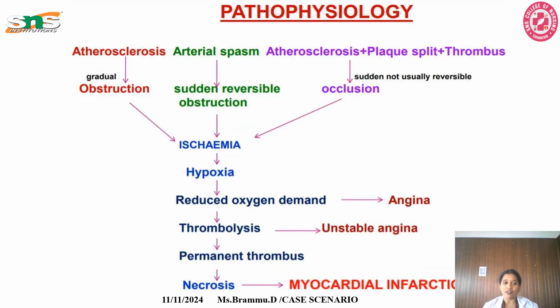So, coming to the pathophysiology of MI. In MI we can see that the patient is developing this infarction due to either fat deposition, that is atherosclerosis, or might be due to arterial spasm, or it might be along with others such as atherosclerosis with plaque formation, and this plaque is split and develops a thrombus. So all these factors contribute to obstruction or occlusion, which eventually obstructs the blood flow, which causes ischemia. Ischemia is nothing but reduced blood supply to the tissues and cells.